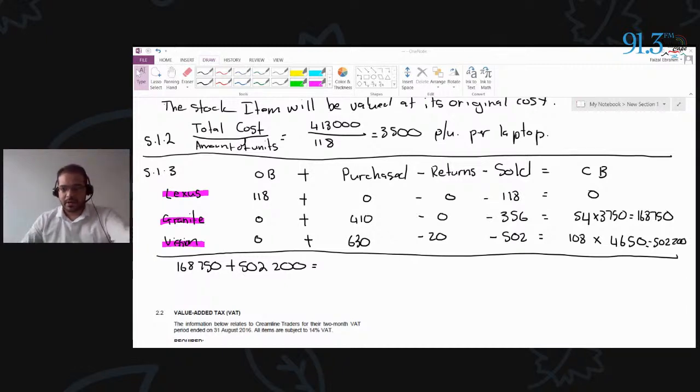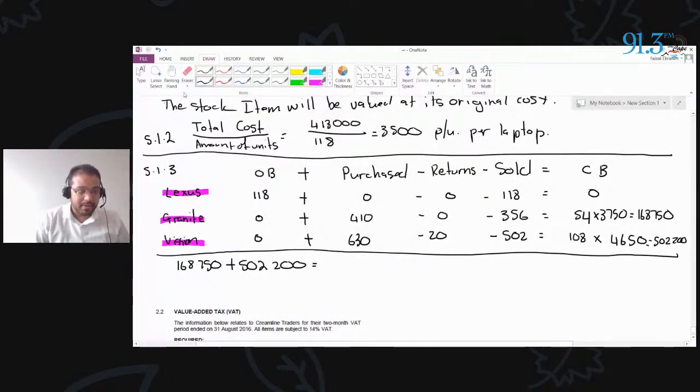So let's just do our calculations again. We might have made a mistake. So let's check. Okay, so we've got 54 times 3,750. That's a mistake we made. Sorry, people. There's a calculation issue here. So the principle is right. There's no mistake in principle. It's just I typed it wrong on my calculator.